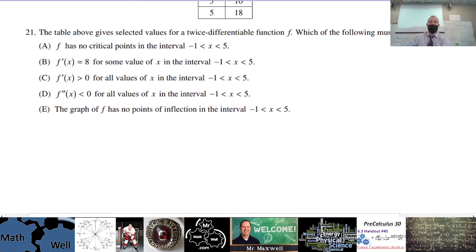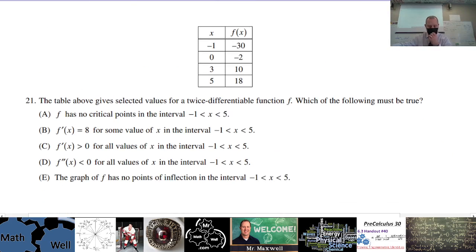Okay, final question on our AP exam exploration day here. Okay, go ahead and take a few moments. You've got an XY table of values there. And it says the above table gives you selected values. And remember, that's not all the values. It's selected values.